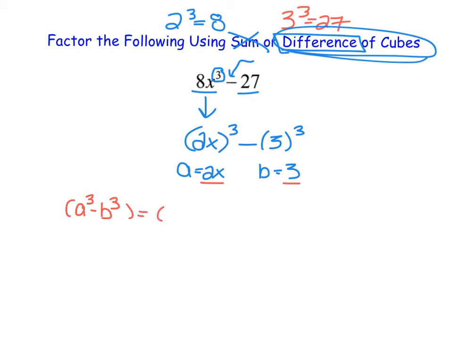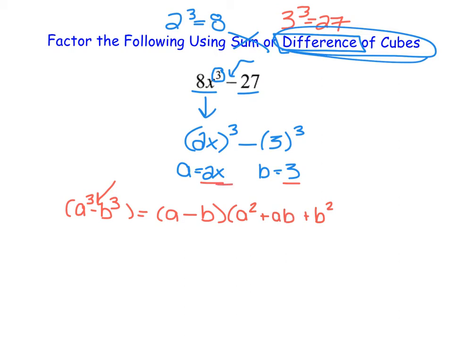That is going to equal a minus b. Remember that first parenthesis matches the difference part of this original parenthesis. Then we have both a squared and b squared being added here. And because this is the difference of cubes, we actually add in a times b in the middle here.